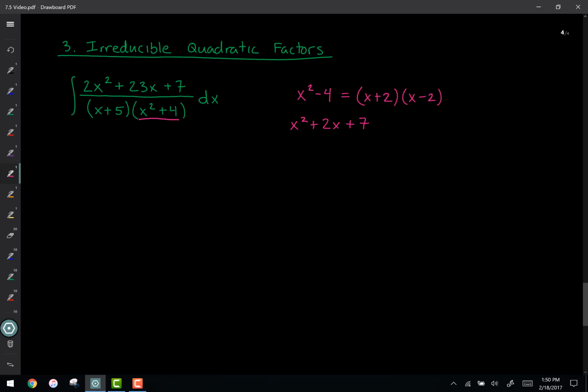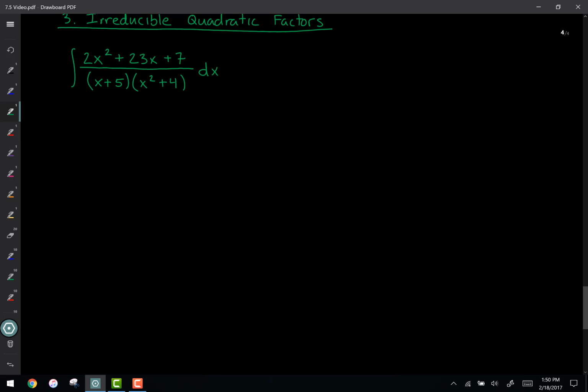I don't know if that's irreducible or not, but it could be anything. But usually the problems just stick to x squared plus a number. Okay, the setup is still going to be kind of the same as what we just did. So let's go ahead and get that set up.